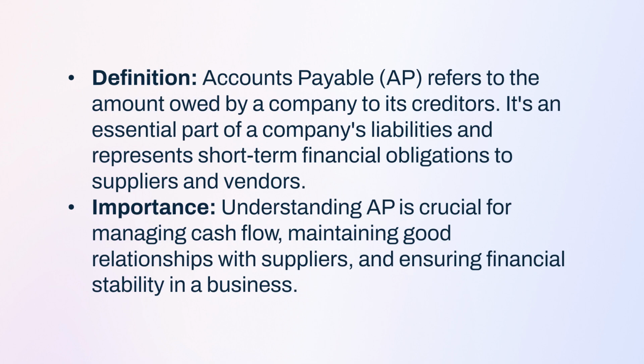Let's start with what accounts payable is, often abbreviated as AP. Accounts payable refers to the amount a company owes its suppliers or vendors for goods and services received. It's a liability, meaning it's what the company needs to pay out, usually within a short period.